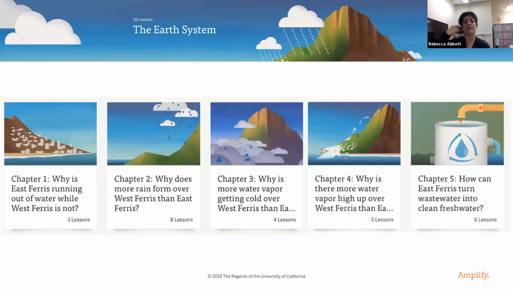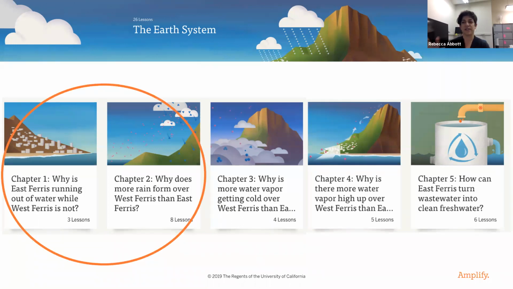We break our units into learning sequences called chapters. On your screen, you can see the 5 chapters of this 26 lesson unit. You can see the larger question about why East Ferris is experiencing a water shortage is broken down into 5 smaller questions. And we, of course, let students know that when scientists tackle big questions, they break larger questions into smaller questions.